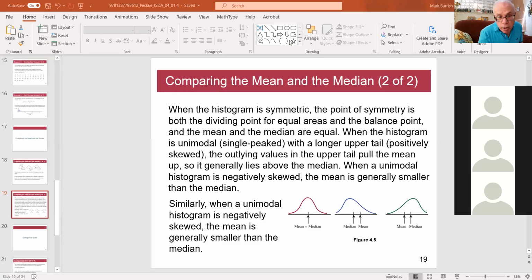Now, the one in the middle, if it looks perfectly symmetric, then the mean would be equal to the median. But of course, most data is not perfect. But if it's approximately symmetric, we would expect the mean to be approximately the same as the median.